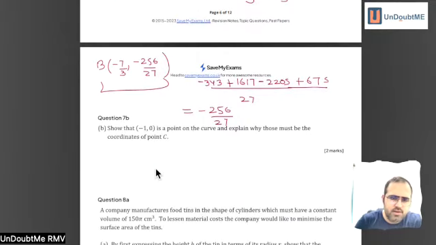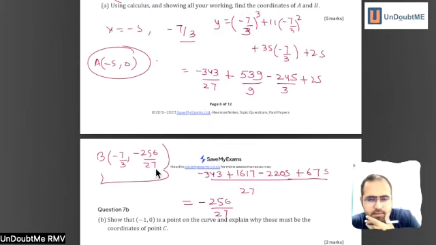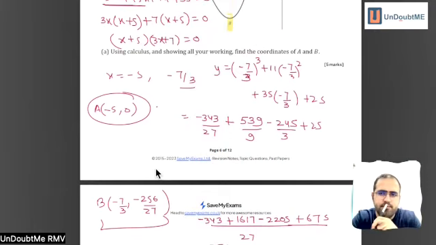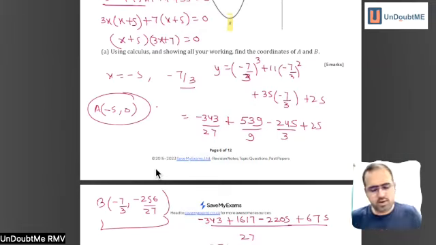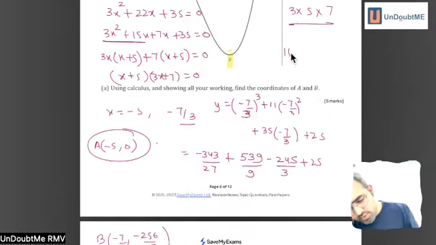Sir, I have one question. Yes. How did you get minus 256? Because I did bracket minus 7 by 3 cube plus 11 bracket minus 7 by 3 square, and I got 1274 by 27. Okay, so the possible reason is that when you're dealing with these squares and cubes, use double brackets. Let me tell you one example.